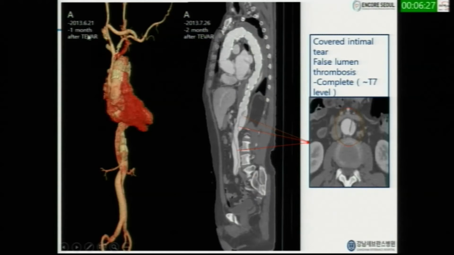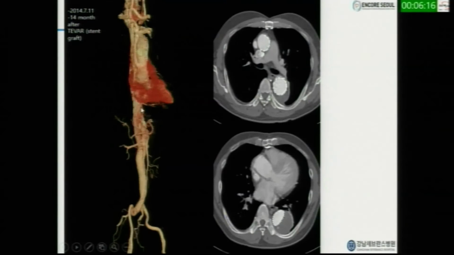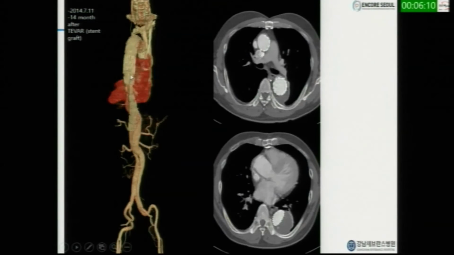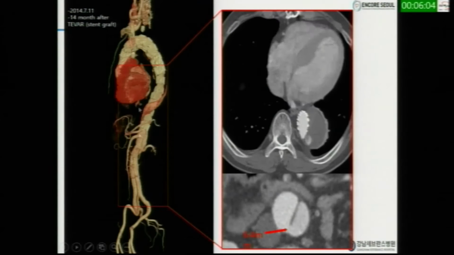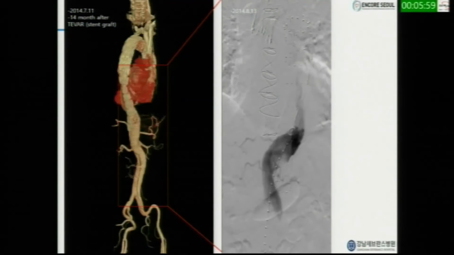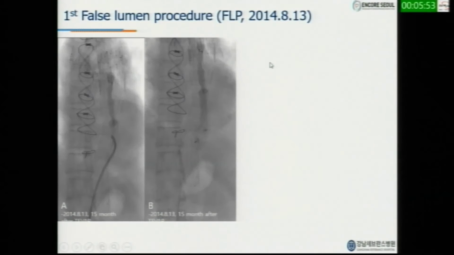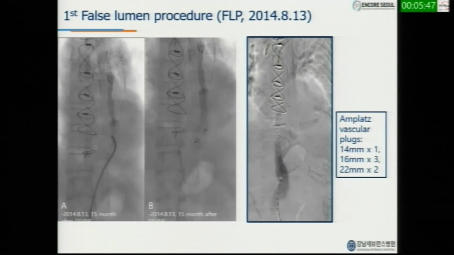At 1 month and 2 months of follow-up, everything is okay, with complete thrombosis up to the T7 level. But after 1 year, you can see here retrograde flow around the entire descending thoracic aorta outside the stent graft. By studying this segment, the maximal diameter is 6.4 centimeters. And at the initial angiogram, there is retrograde flow that pressurizes the false lumen. So we did our first false lumen procedure by plugging this tear using a vascular plug.